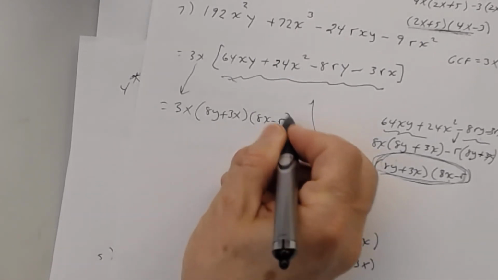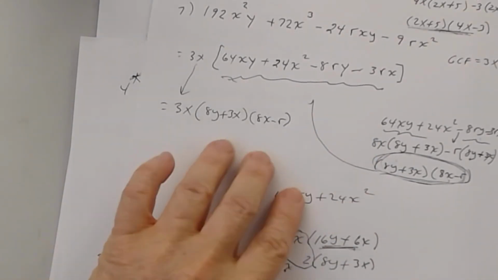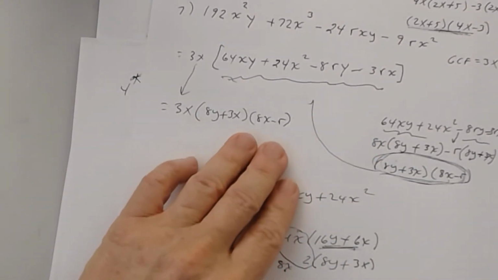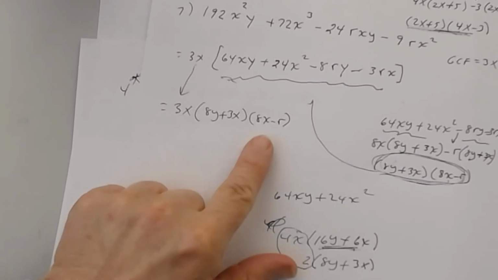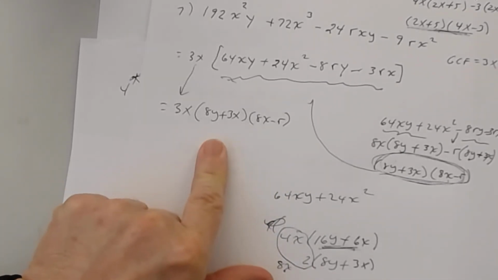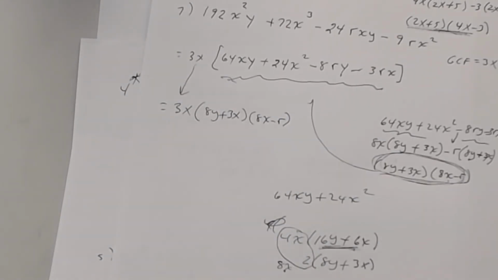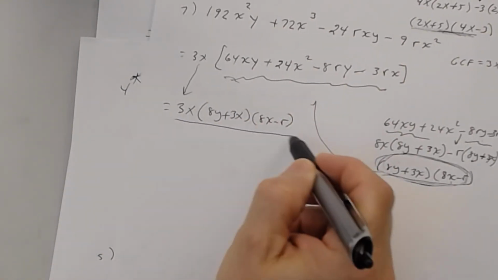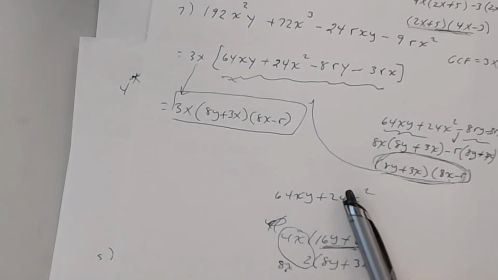Now, remember, the order in which you multiply doesn't matter because multiplication is commutative. Could someone have said 3x times 8x minus r times 8y plus 3x? Yes, they could have. Multiplication, you can multiply in any order. All right, so that was number 7. Okay? All right, so that's going to take care of that worksheet.